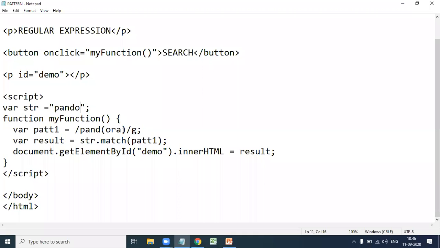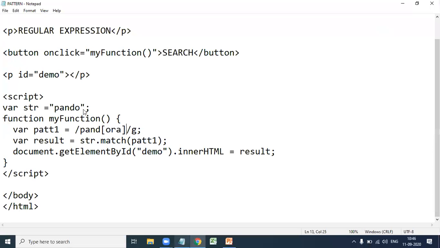If you take pond of square brackets of ORA, see here, it matches with Pondo. If you take normal parenthesis, pond of ORA means there is a group ORA after D. But there is no group ORA after D, so that's why it does not match and does not return anything. If you click on search, there is no match. So that is the difference between parenthesis and square brackets.